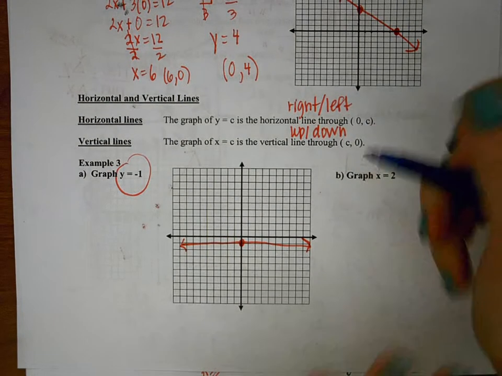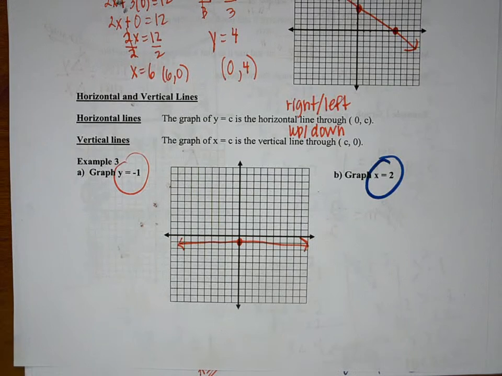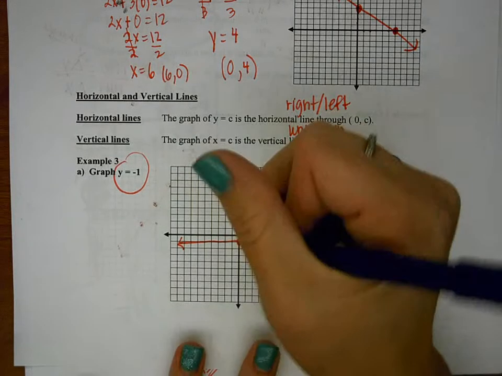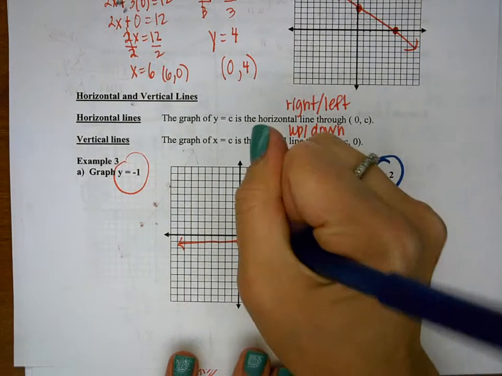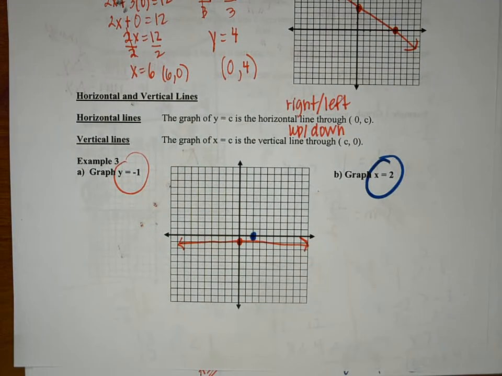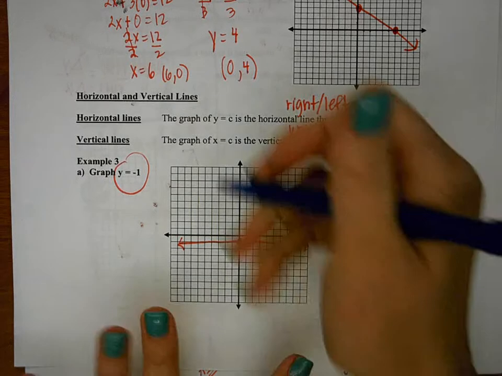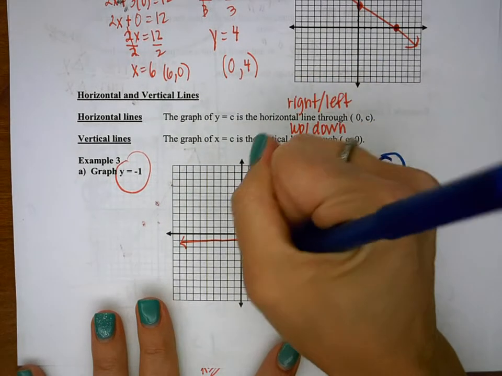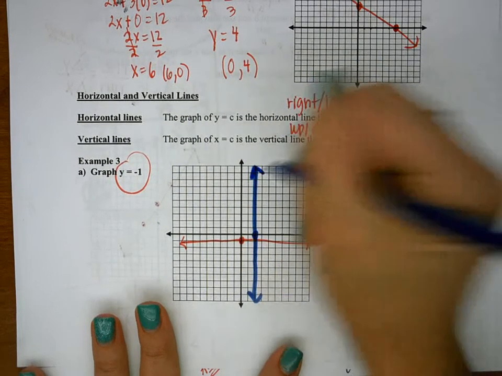So on x equals 2, where am I going to go? Right 2. On the x-axis, I go right 2. And which way will this line be drawn? Up and down or right and left? Very good. Because again, if you did right and left, it would be saying that x equals a whole bunch of numbers, and it doesn't. It only equals 2.